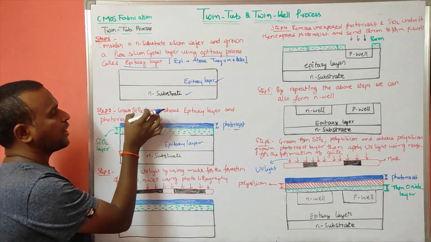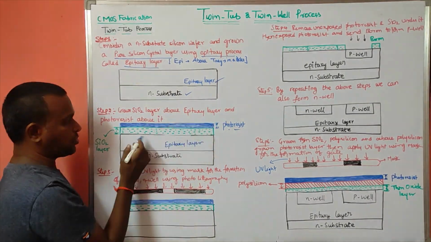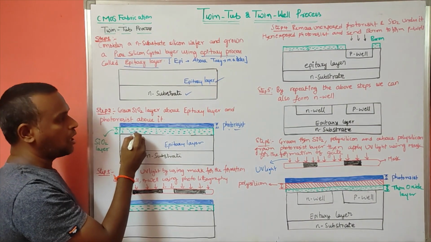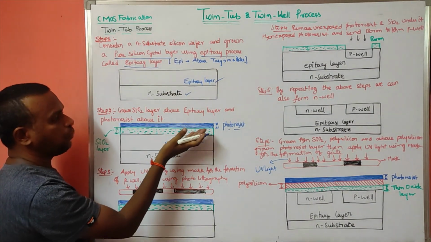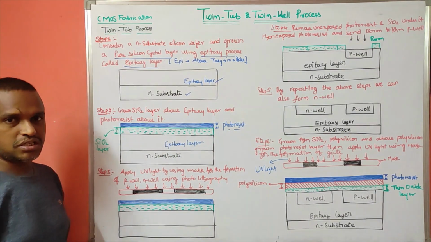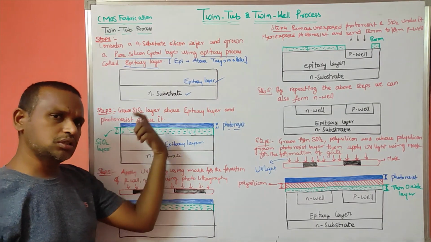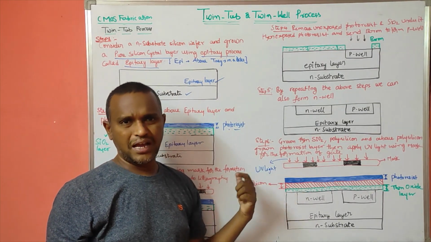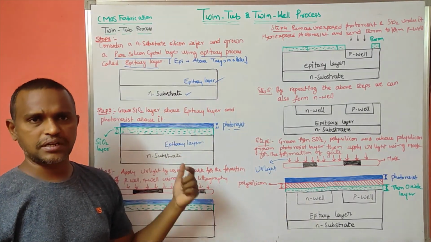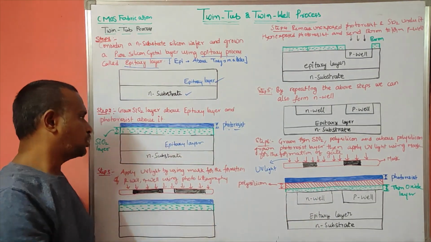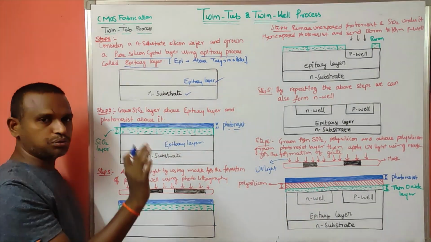So we grow an SiO2 layer above the epitaxy by using the oxidation process. And after that, we have to place the photoresist above it. This is the normal process we have done for the previous N-well and P-well processes, and at the same time N-mask fabrication and P-mask fabrication. So after this, what do I have to do?